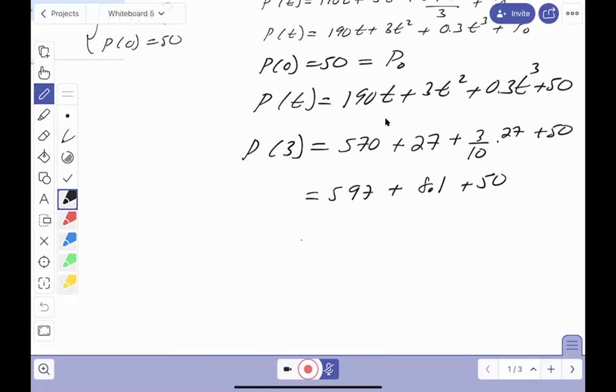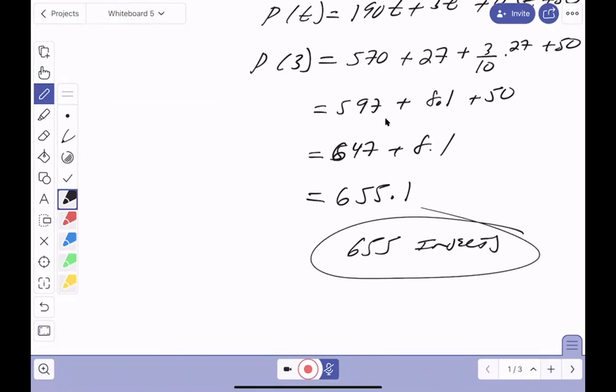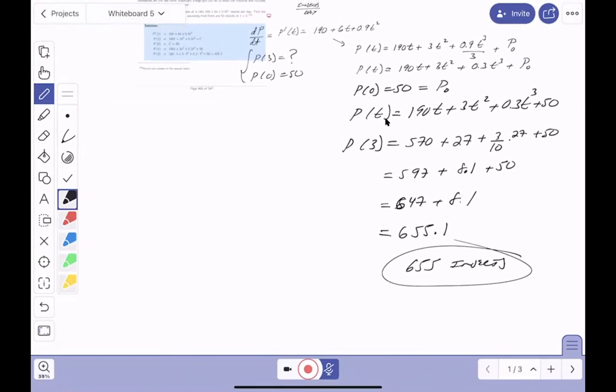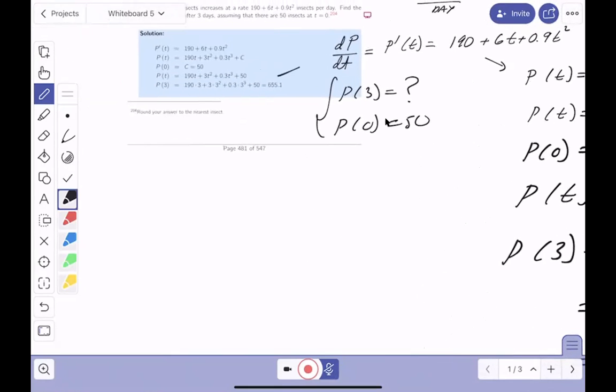I think I did it right. So let's see. 647 plus 8.1, and that's going to be 655.1. You can't have 0.1 insects though, can you? So I'm going to say 655 insects. Could I have made a mistake in the arithmetic? You're not kidding, I could have. Let's see what we got. Well, we got it. Now they did write down 655.1, but you can't have 655.1 insects, so you should round your answer to the nearest insect, which would be 655.